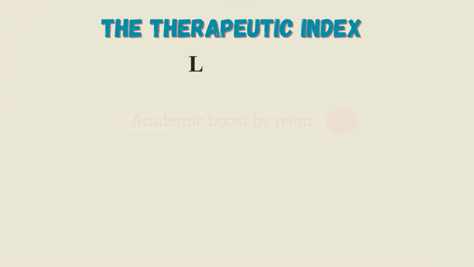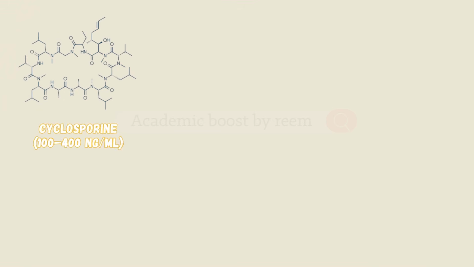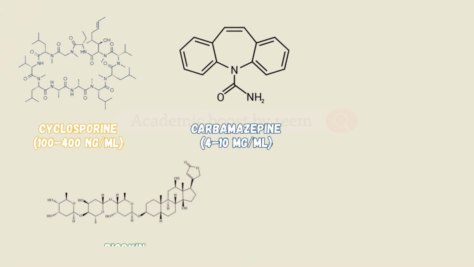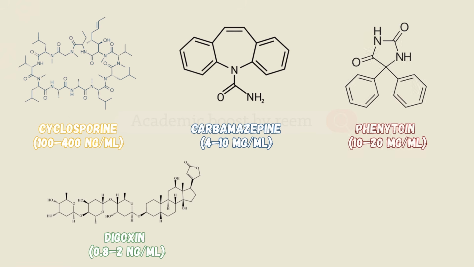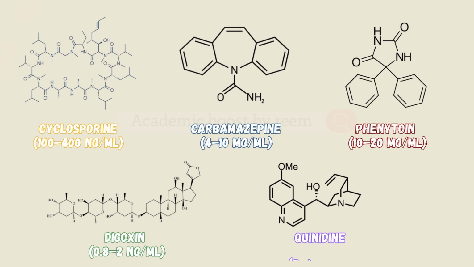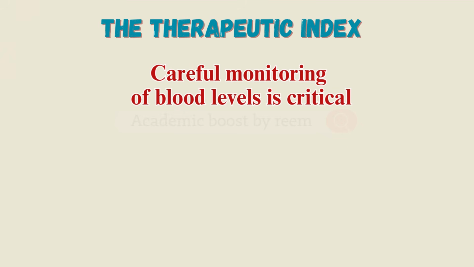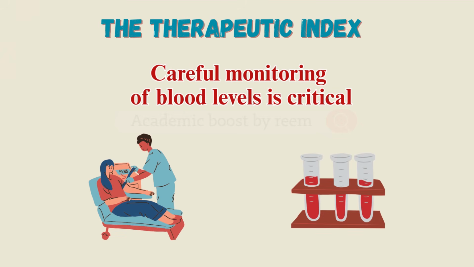Other classic drugs with low therapeutic indices include cyclosporine, 100 to 400 nanogram per milliliter; carbamazepine, 4 to 10 microgram per milliliter; digoxin, 0.8 to 2 nanogram per milliliter; phenytoin, 10 to 20 microgram per milliliter; and quinidine, 2 to 6 microgram per milliliter. For these drugs, careful monitoring of blood levels is critical.